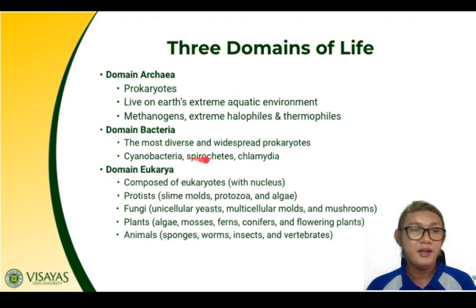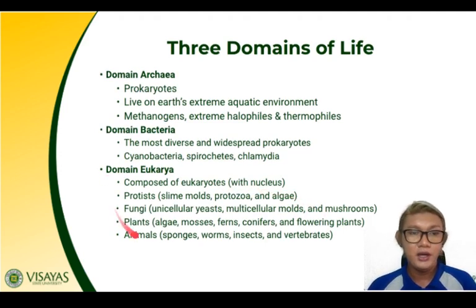The domain Bacteria, on the other hand, are different from archaeans because if archaeans are specialized in their preference for a specific condition, then bacteria do not have such a limitation because they can be found anywhere. Now they are the most diverse, meaning there are so many species, and they are the most abundant and widespread. They can be found anywhere. Examples are the cyanobacteria, the spirochetes, and the chlamydia.